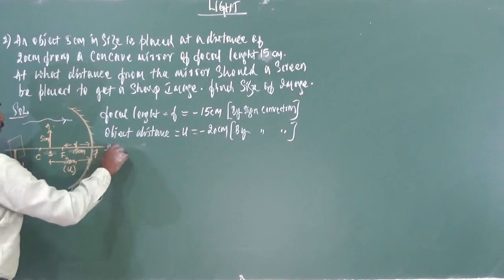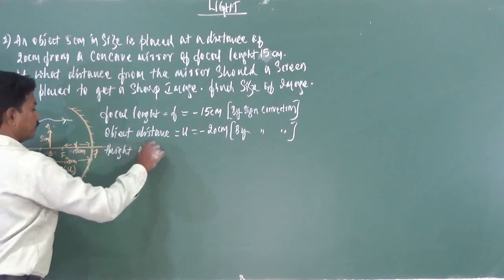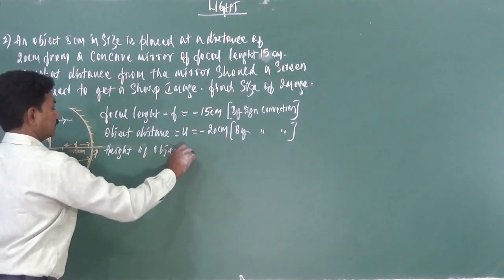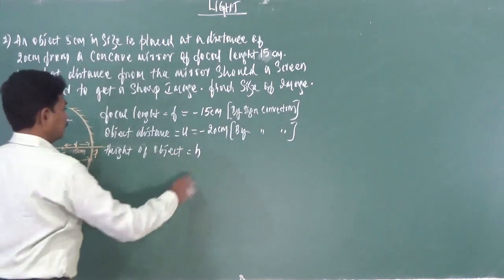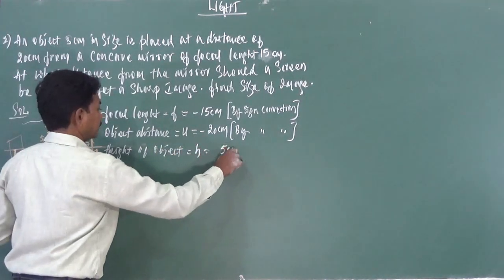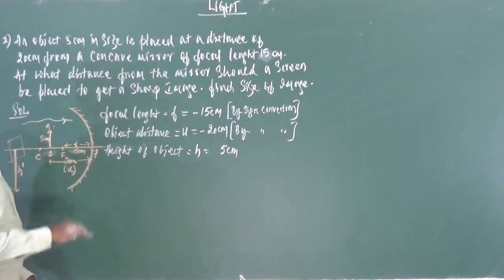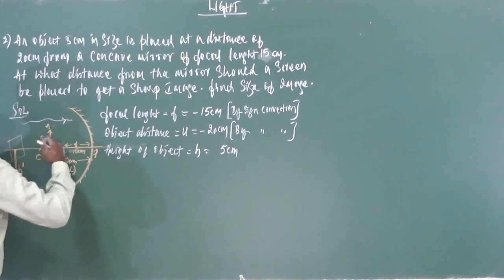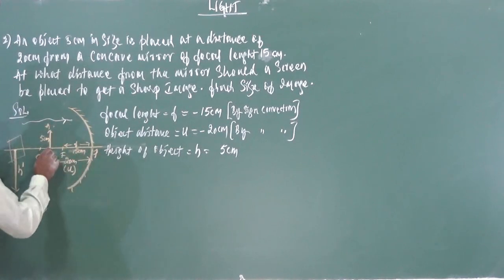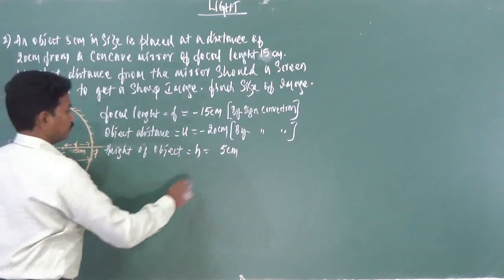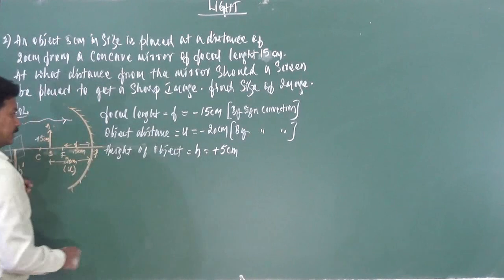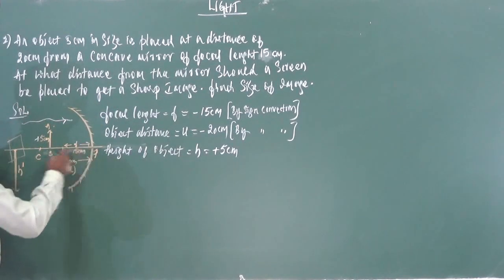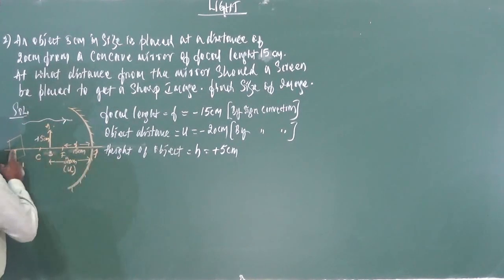Next is the height of the object. So height of object, that is represented by h, is equal to 5 centimeters. Write the numerical value, then decide whether it is positive or negative. So this is 5 centimeters and this is above the principal axis. Therefore this 5 centimeter remains positive. That is 5 centimeters.